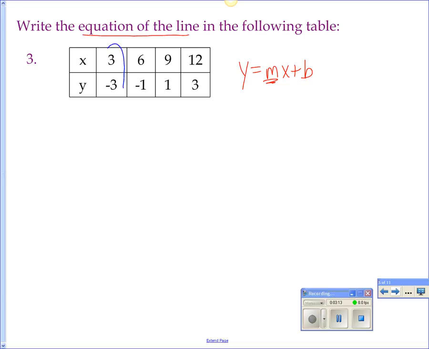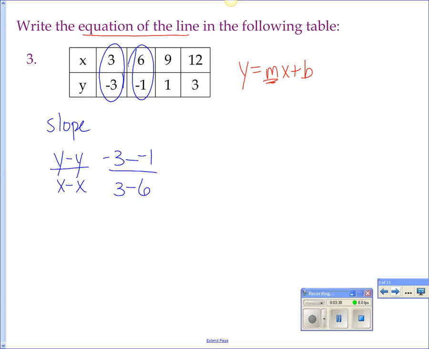Remember, you just pick 2 points. You can pick whichever 2 you want. Pick any 2 points you want. And you're going to do slope. Same thing, y minus y over x minus x. So just because it looks different doesn't mean it is. Make sure you think about it carefully. So y minus y over x minus x, so -3 minus -1 over 3 minus 6. Gives me -2 over -3, which turns into +2/3.